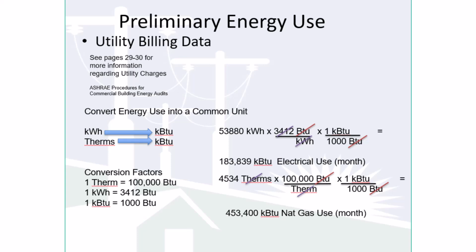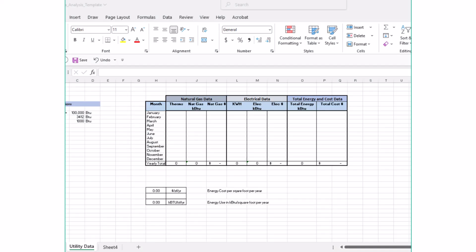Now we do a similar conversion for natural gas, and for that month of February, we had 4534 therms that were billed to our building. And so to convert that to kBTU, we get 453,400 kBTU of natural gas. So now we have our electrical and our natural gas into the same common unit. And that's important. So why do we do this?